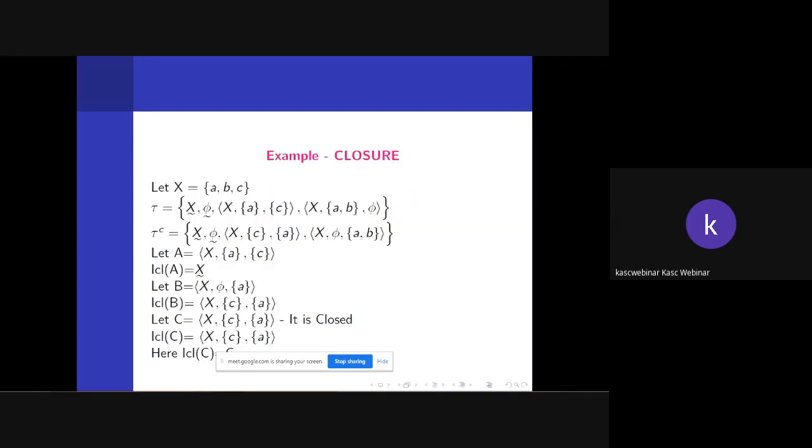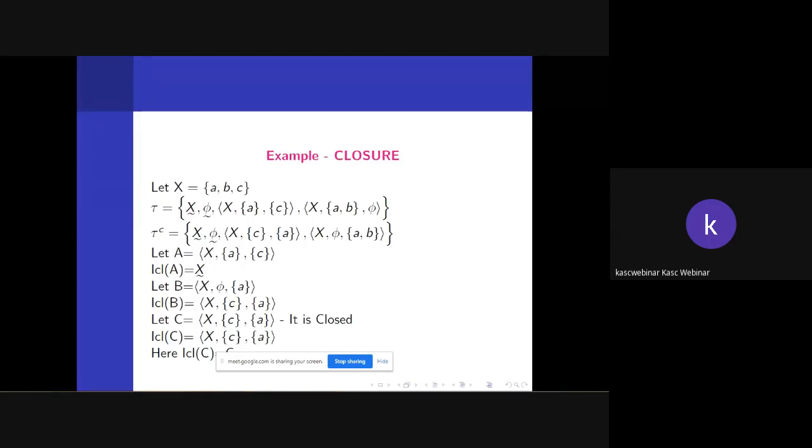So let's check it out. A, X, A, and C. To find closure, always you will consider the intuitionistic closed sets. So you have to check which are all the sets which contain A. The set which contains A is only X. So obviously taking intersection, you will get X, the intuitionistic whole set X. And in topology, you always know that if a set is closed, then closure of A will be equal to A. Even that property is satisfied by intuitionistic sets.